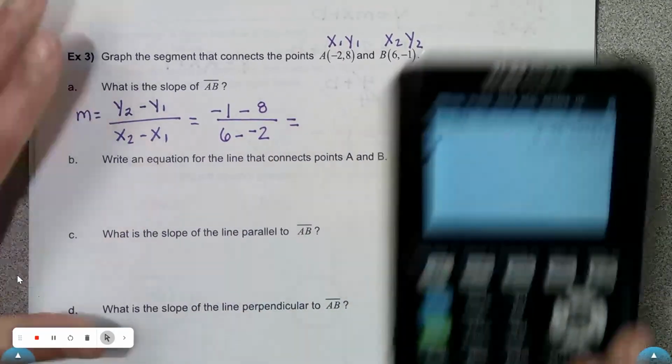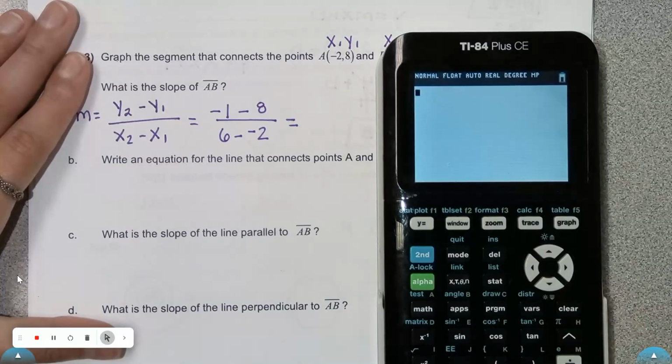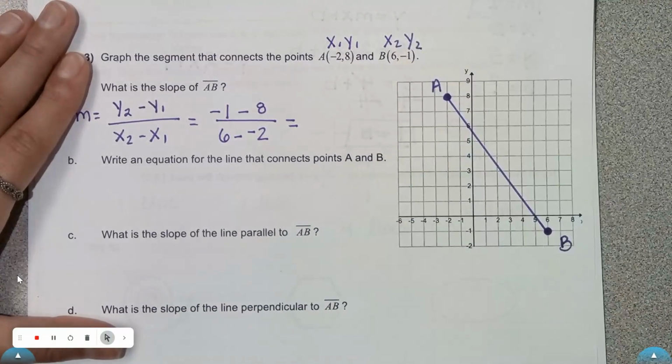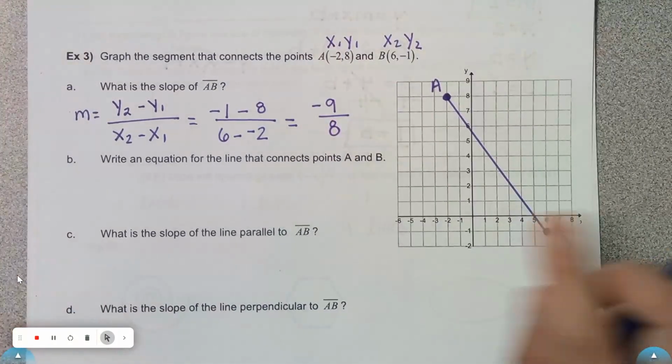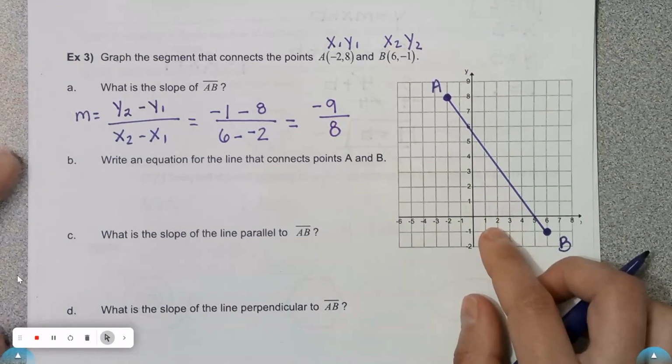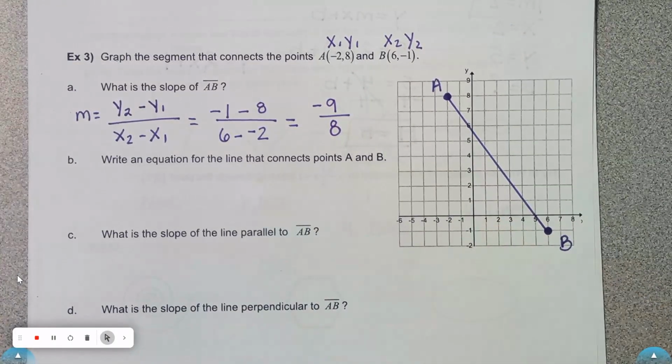So I'm going to put that in my calculator. So negative 1 minus 8, okay? So the top is negative 9, then I have 6 minus negative 2, so I have positive 8 on the bottom. Okay, so I have negative 9 over positive 8. You could also make your slope triangle here to get the same answer, but I just wanted to do the equation.